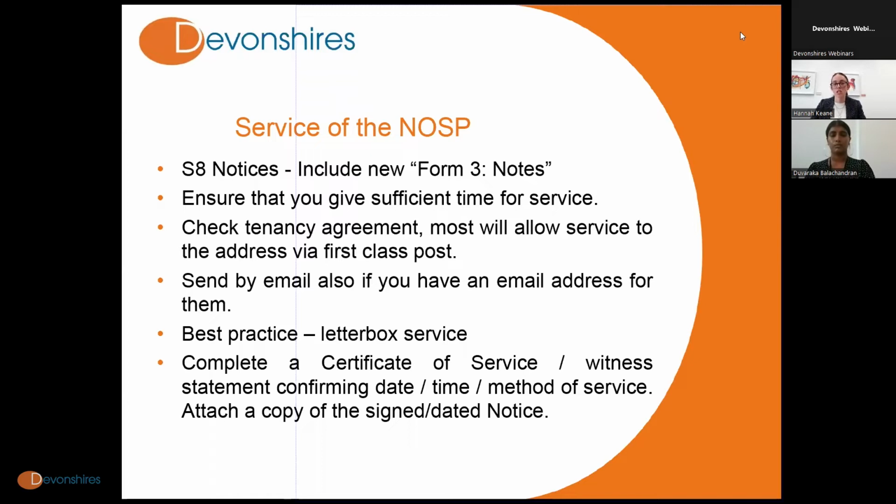Certificate of service and witness statement confirming the date, time, and method of service. Duva will touch on what to include in your witness statements when you come to issuing proceedings, if it gets to that. But it is good just to have a certificate of service because, as you can appreciate, there's staff changeover everywhere. So if you're picking up a case where a previous colleague of yours has served the notice, if you have a certificate of service, it says exactly how it was served and when it was served and where it was served. Makes life a lot easier rather than having to go digging through a system to fill in the gaps.